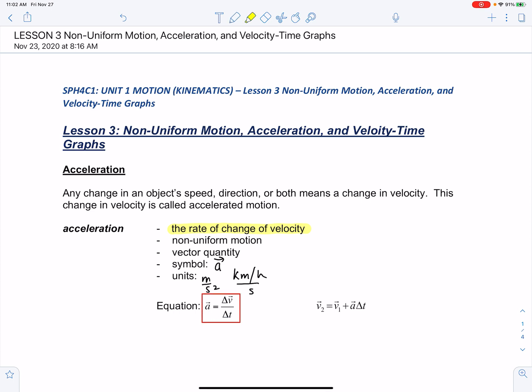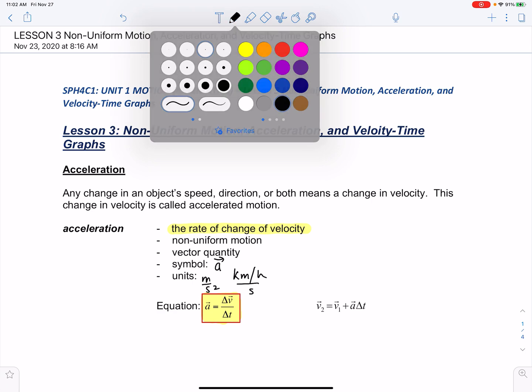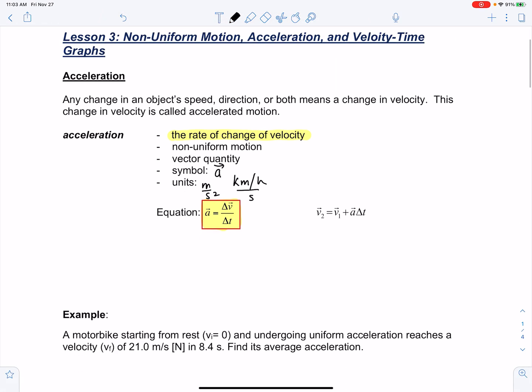Acceleration is equal to delta v over delta t, where delta v is equal to the change in velocity, which can be written as v final minus v initial, or v2 minus v1.